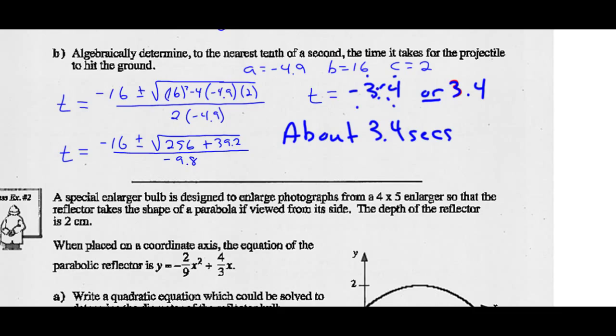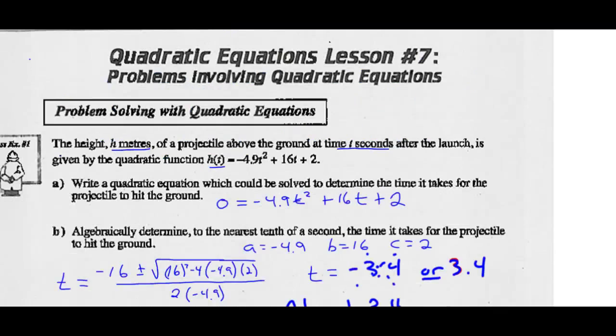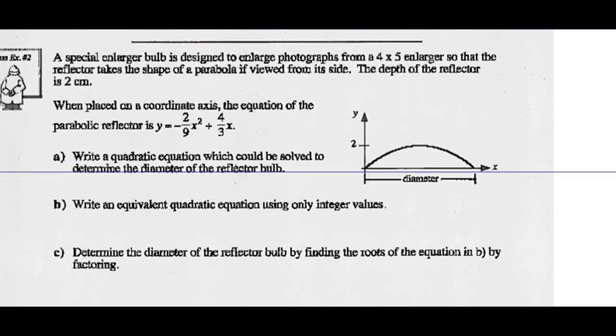All right. Example 2. A special enlarger bulb is designed to enlarge photographs from a 4x5 enlarger so that the reflector takes the shape of a parabola if viewed from its side. The depth of the reflector is 2 centimeters. When placed on a coordinate axis, the equation of this parabolic reflector is given. A, write a quadratic equation which could be solved to determine the diameter of the reflector bulb.